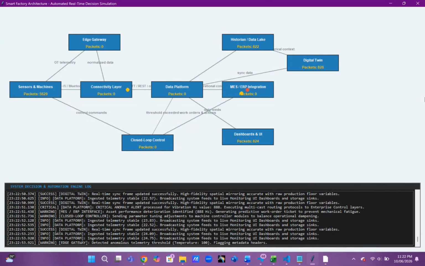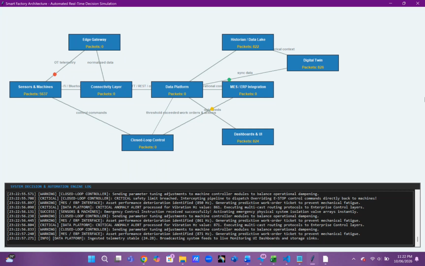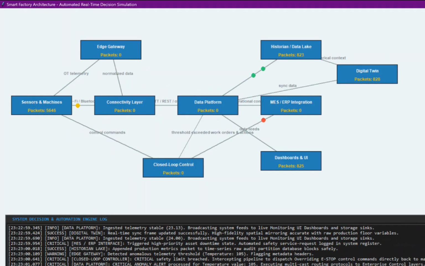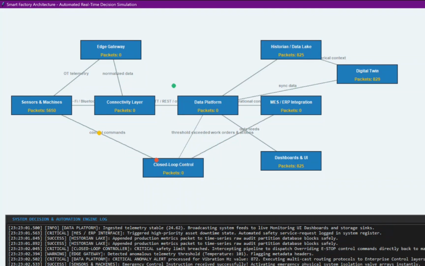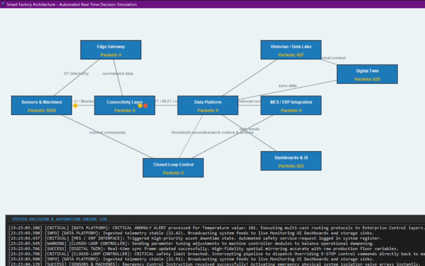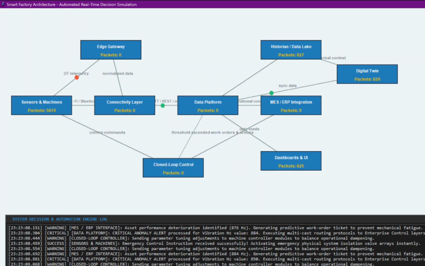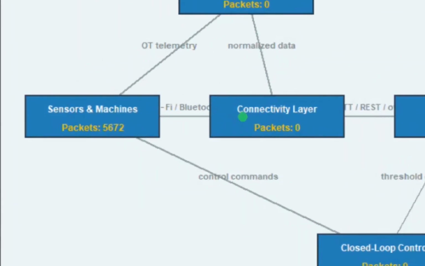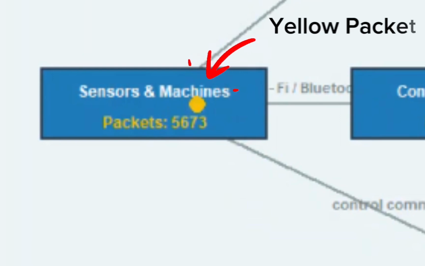Next, we are going to observe the yellow dot. This packet represents predictive maintenance data. In this example, the machine sensors detect abnormal vibration levels that are higher than normal operating conditions. When the packet is detected, the simulation briefly pauses to inspect its internal data profile. The system identifies the packet as a warning condition rather than a critical failure.